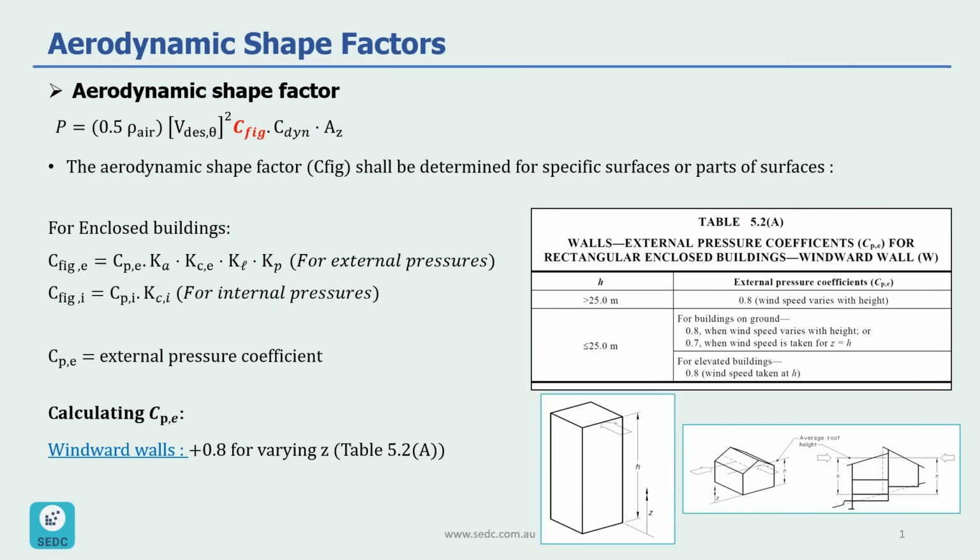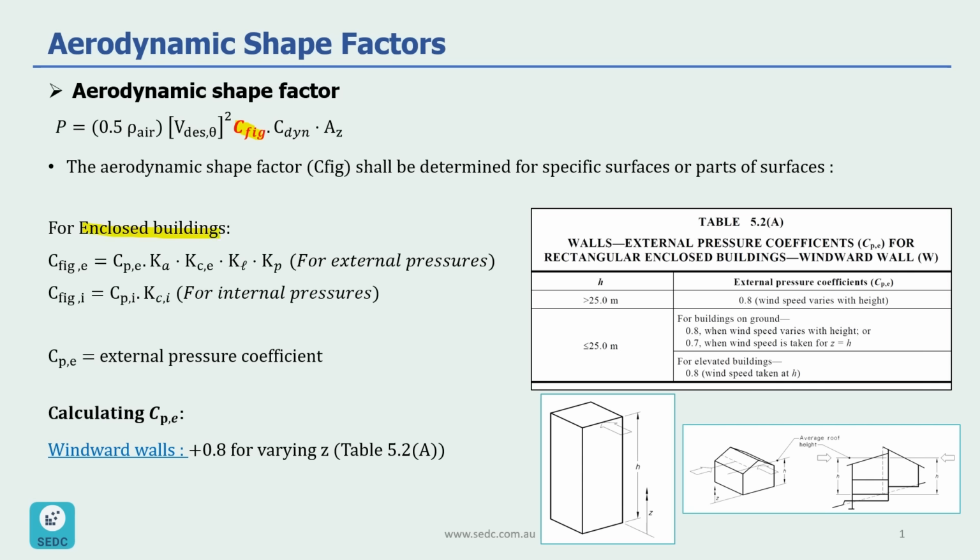The other very important parameter in calculating wind pressure is Cfig, which is the aerodynamic shape factor and has to be determined for a specific surface or part of the surface. For calculating pressure, the sign of Cfig indicates the direction of the wind pressure on the surface. A positive value means pressure acting towards the surface, and a negative value means pressure acting away from the surface, or suction. And then finally, the wind action effects used for the design would be the combination of internal and external pressures on the building.